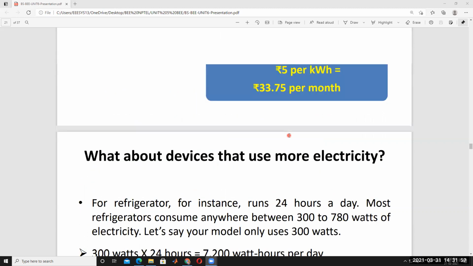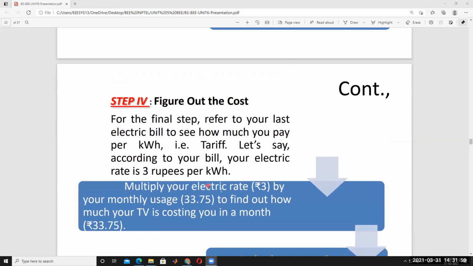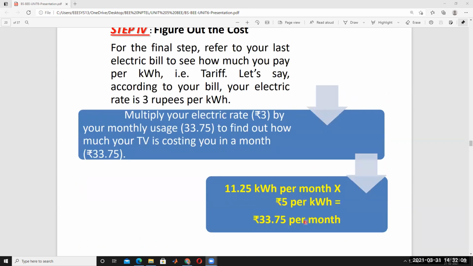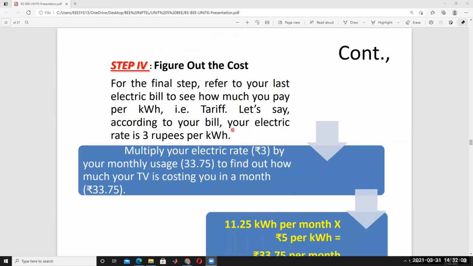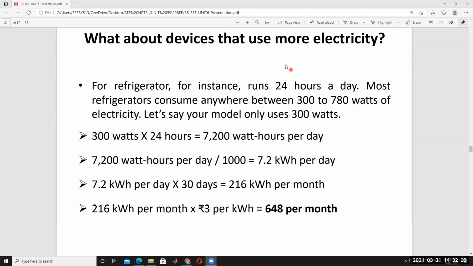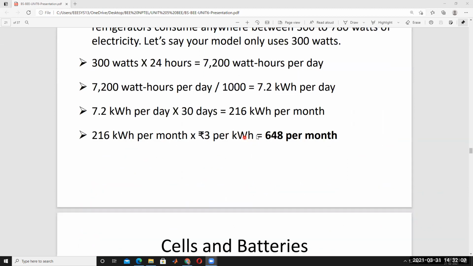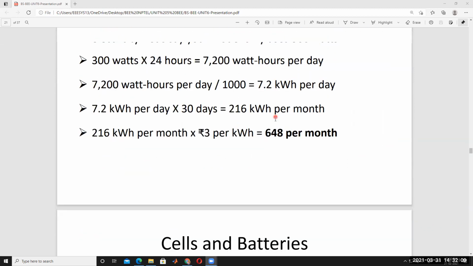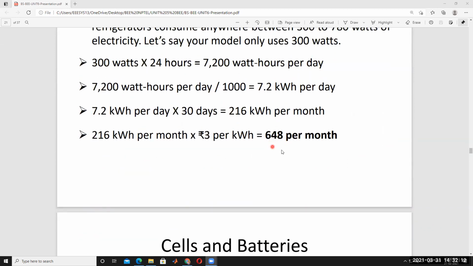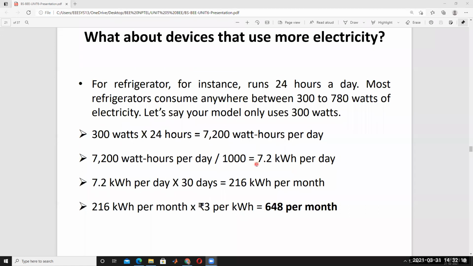For the television, it is 33.75 per month because it works only 3 hours per day. But the refrigerator operates throughout the day. That's why its energy consumption is more, and that's why we pay more for the refrigerator, 648. Like that, it changes.